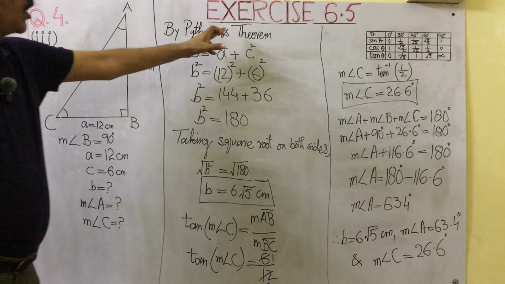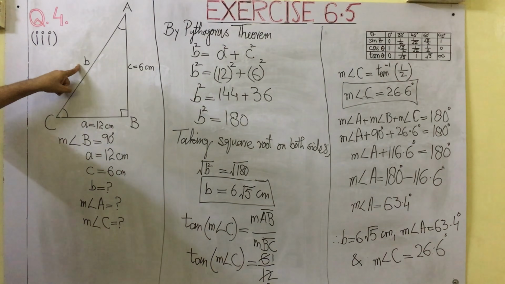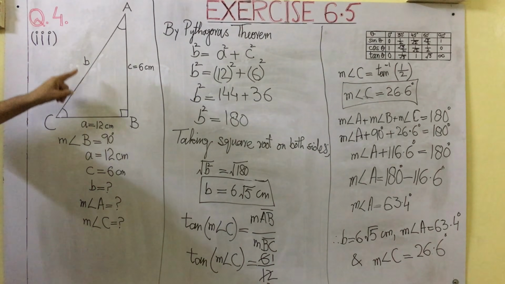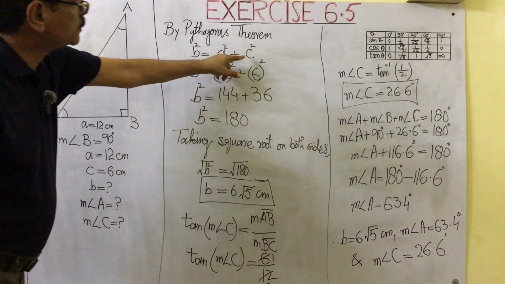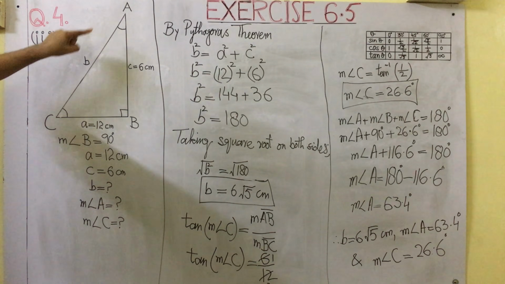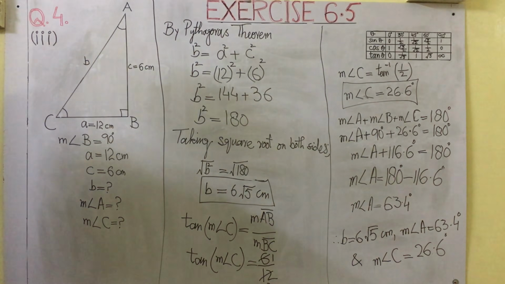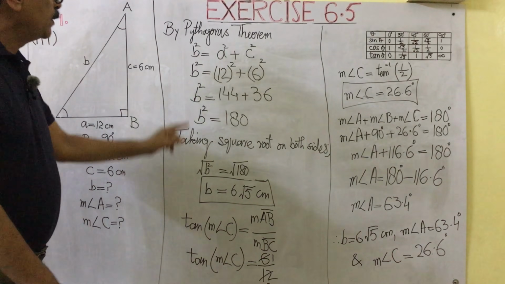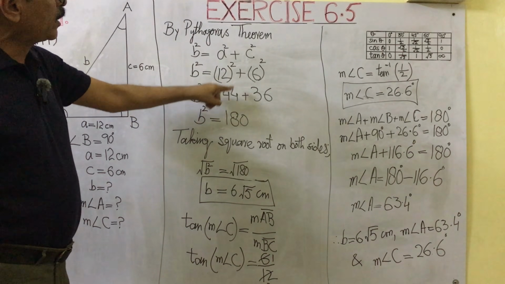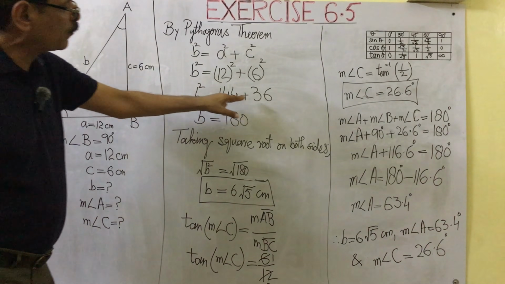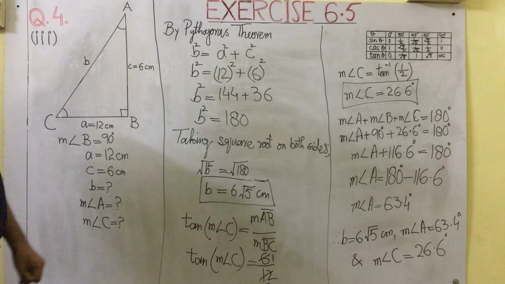So you can say by Pythagoras theorem, the longest side square, which is B, opposite to the 90-degree angle, is equal to the sum of the squares of the other two shorter sides. Or you can say hypotenuse square is equal to base square plus perpendicular square. Putting the values of A and C, B square is equal to 12 square plus 6 square. B square is equal to 144 plus 36, which is 180.